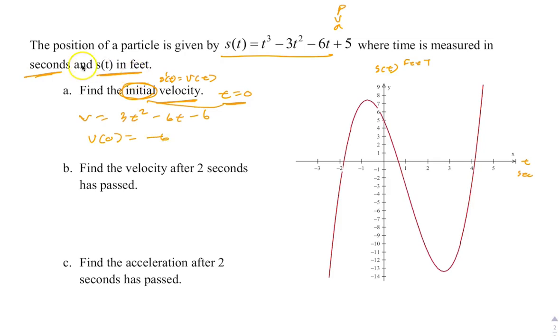Now again, the units are feet per second. If we're taking a derivative, you just divide by time. So negative 6 feet per second. My initial velocity means we're going back 6 feet for every 1 second. Find the velocity after 2 seconds pass. It's simple. Plug in 2 into my velocity function.